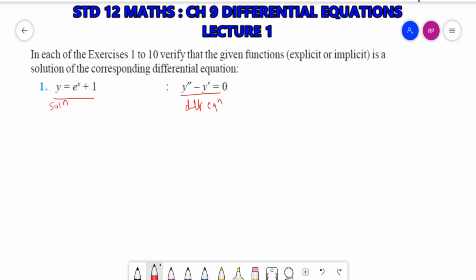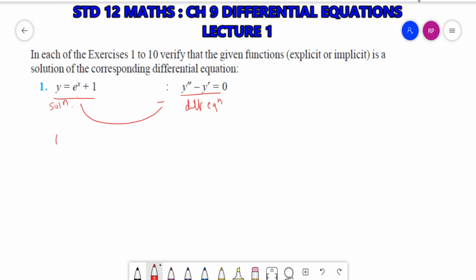Either differentiate the solution and show that after differentiating we get this differential equation, that means this is the solution of this differential equation, or we will use the integration method that we will study in a later exercise. Using the differential equation we will show that the solution is this. Clear? So now first we will use the simple method, that is we will differentiate this solution.